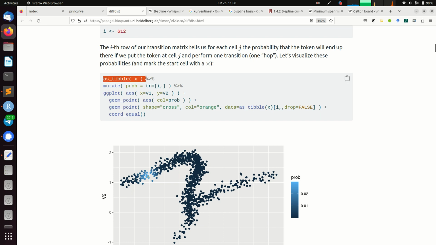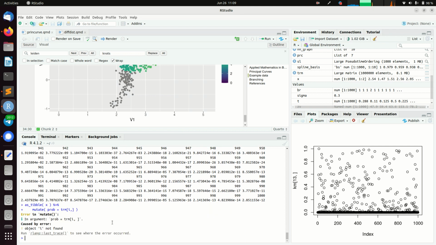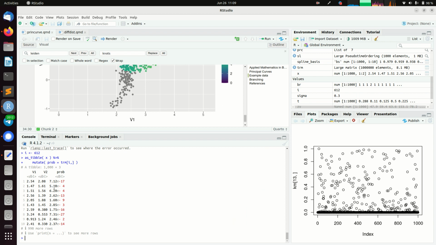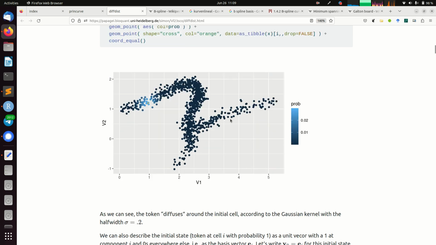I just take my data matrix and add a column with a probability, so that I get this here, for cell 612. And here are now the two coordinates on my toy space and the probability, and that's what I get. As you can see, it spreads out a little bit, and it really looks like the typical diffusion pattern if you put ink on a tissue.